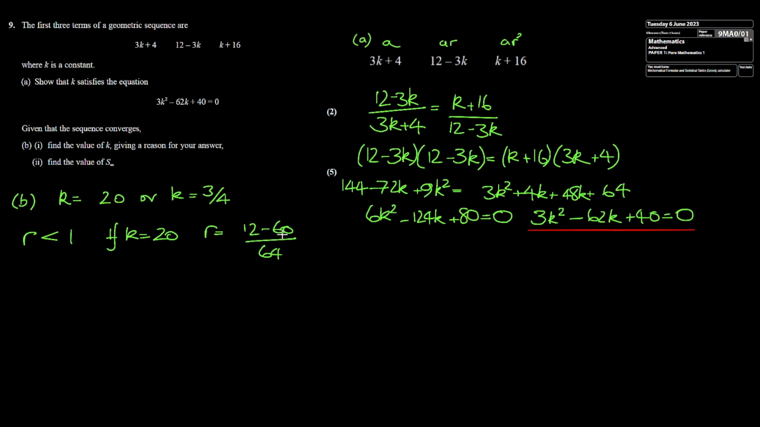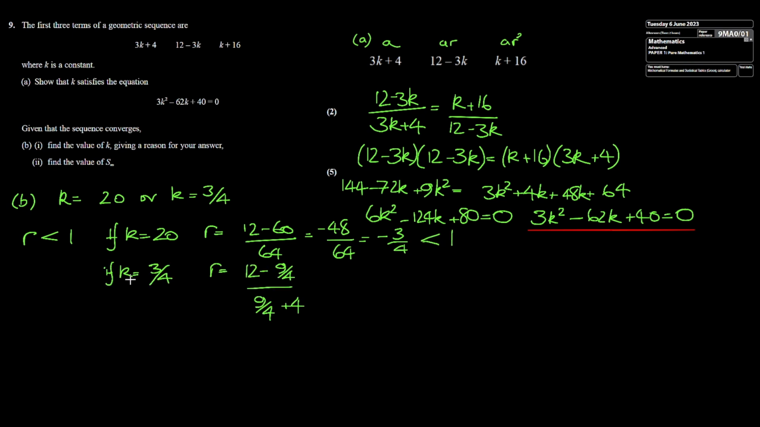So this is my value for r, the second term divided by the first. 12 minus 3 times 20 is negative 60. 12 minus negative 60, this is negative 48, and on the bottom 64. And this, if you cancel it down, is negative 3/4, which is indeed less than 1. So this is a possible answer.